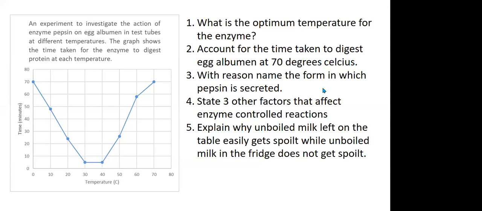All right. Now, with the reason, name the form in which pepsin is secreted. What's the form in which pepsin is secreted in your body? I'm seeing someone here saying pepsin is secreted in an inactive form called pepsinogen, to prevent the digestion of the stomach walls, which are protein in nature. That's wonderful. So it's secreted in an inactive form called pepsinogen, and that is on purpose. Okay, I think we can go on to the next.